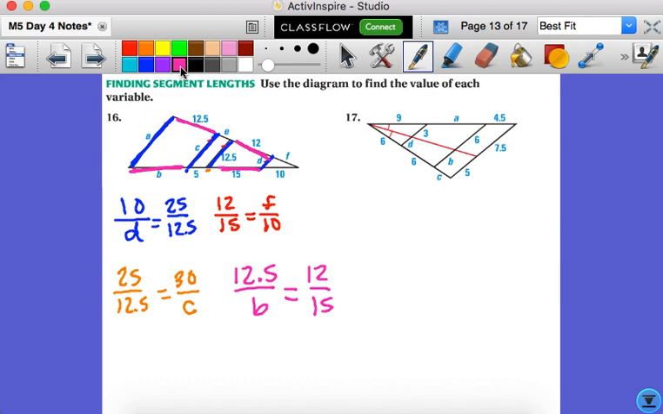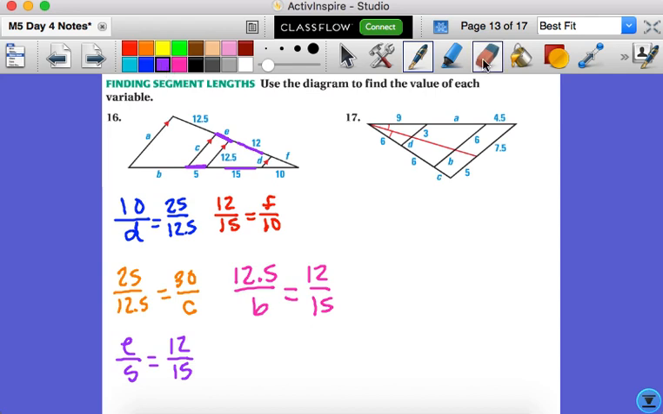So then we've got B, C, D, and F. We still need E, and we still need A. E is this component right here, so that's just part of that proportion. So E over 5 could equal 12 over 15, and I could solve.